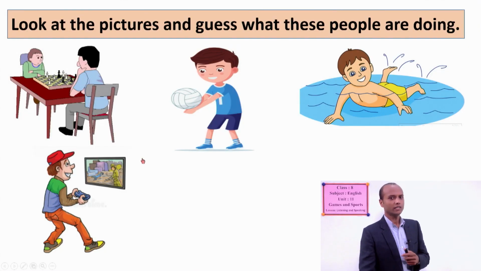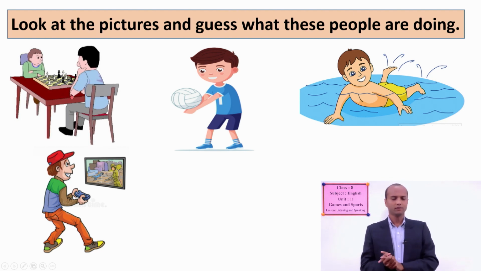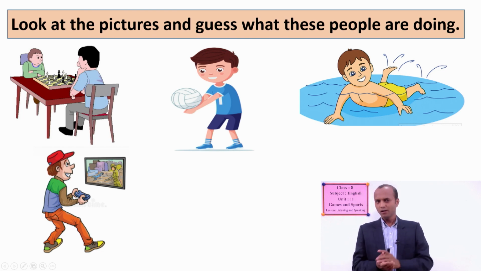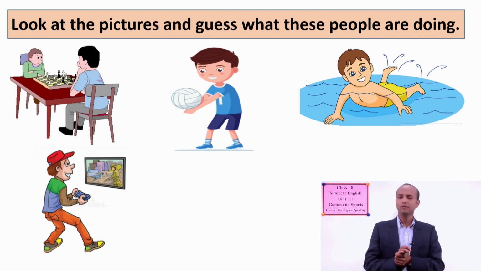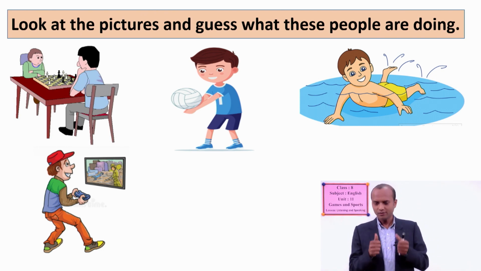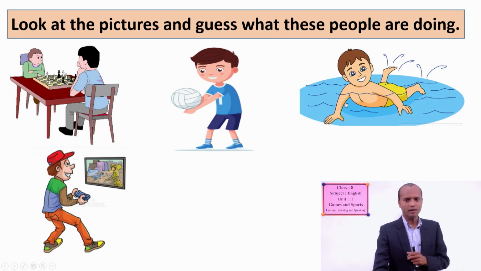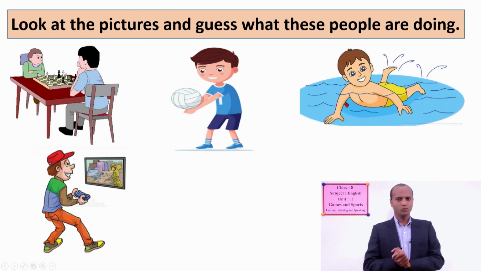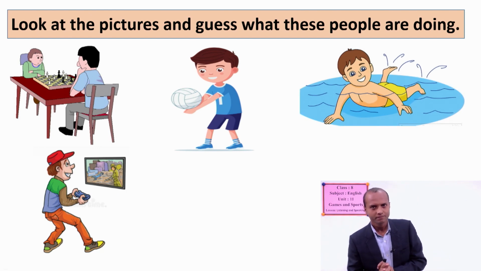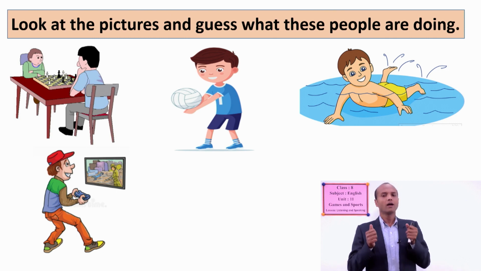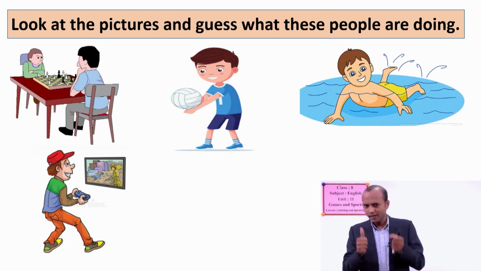Okay, what do you see here? What are these people doing there? You can see here in the screen. Okay, so what do you see there? Yes, there you can see two people playing chess. Good. So what is the boy doing there then? Okay, he is playing volleyball. Very good. Then let's look at the third picture. What is the boy doing there? Okay, he is swimming. Wow, you're right.